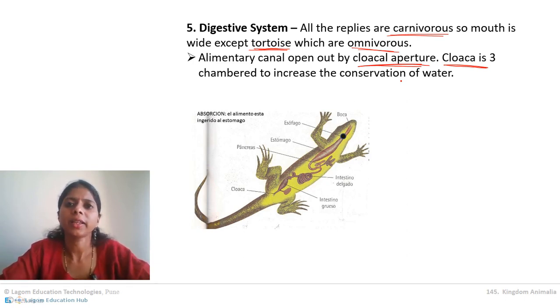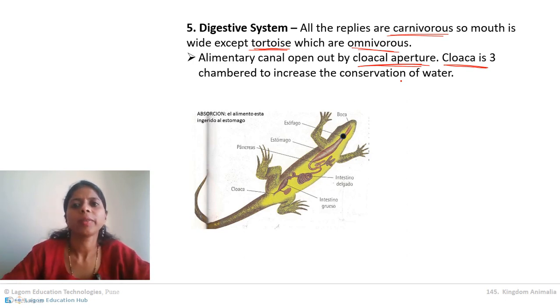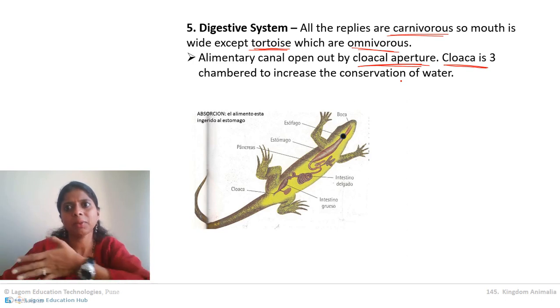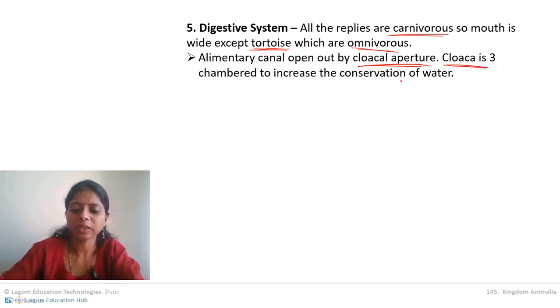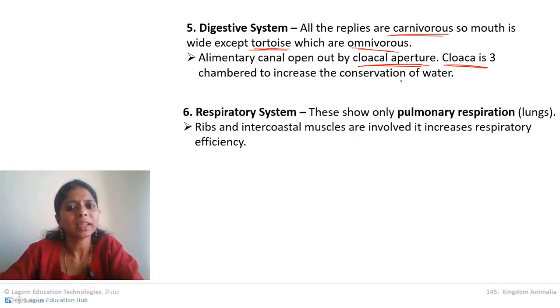Now try to understand one thing. These reptiles are basically growing or inhabiting desert climatic conditions where water is really a problem. They do not get water easily. So whatever water they are getting, they need to conserve that water. And this 3-chambered cloaca helps to conserve water. Okay. Now the next characteristic is about its respiratory system.